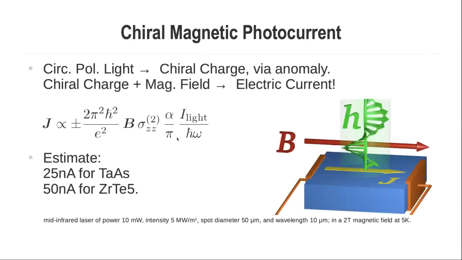Alpha is the fine structure constant, I is the intensity of incoming light, and omega is its frequency. So we derived an expression like this for the current that one would observe, and it's about 25 nanoamperes for tantalum arsenide, 50 nanoamperes for zirconium pentatelluride for parameters similar to what people use for experiments involving these Dirac and Weyl materials.